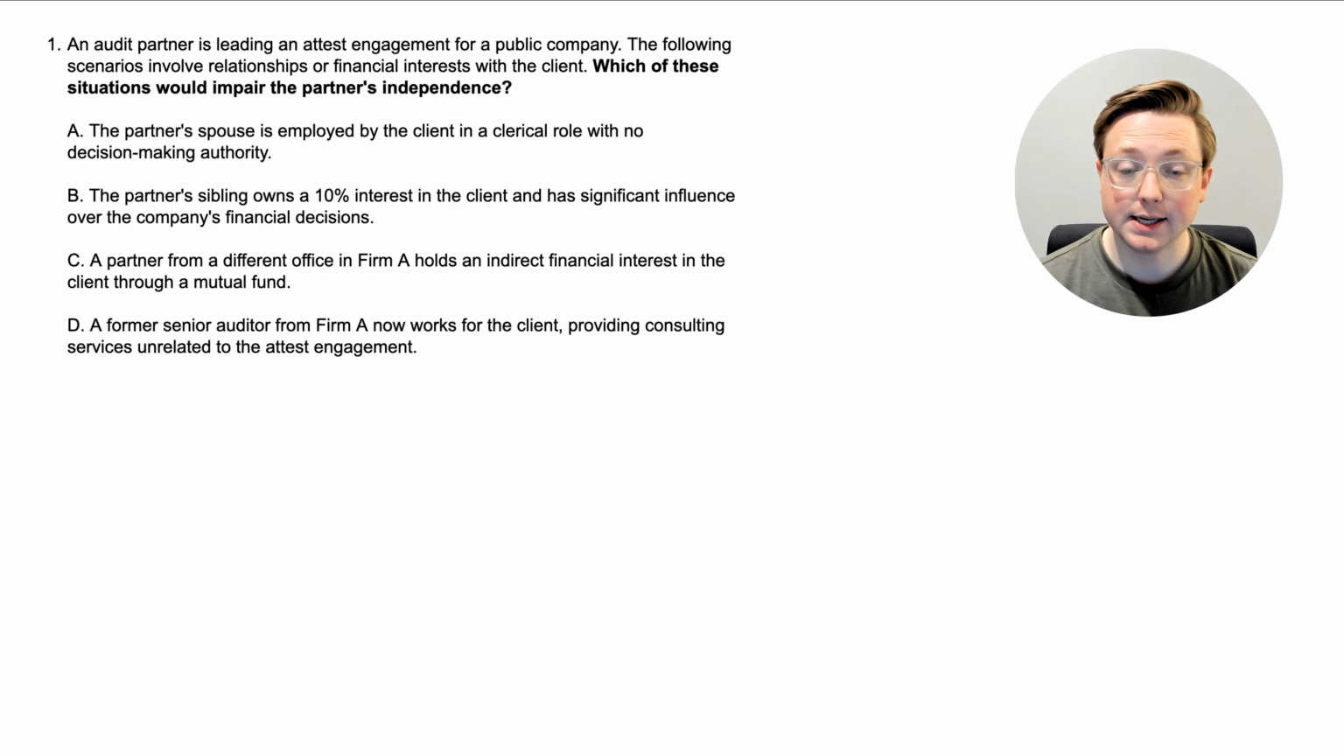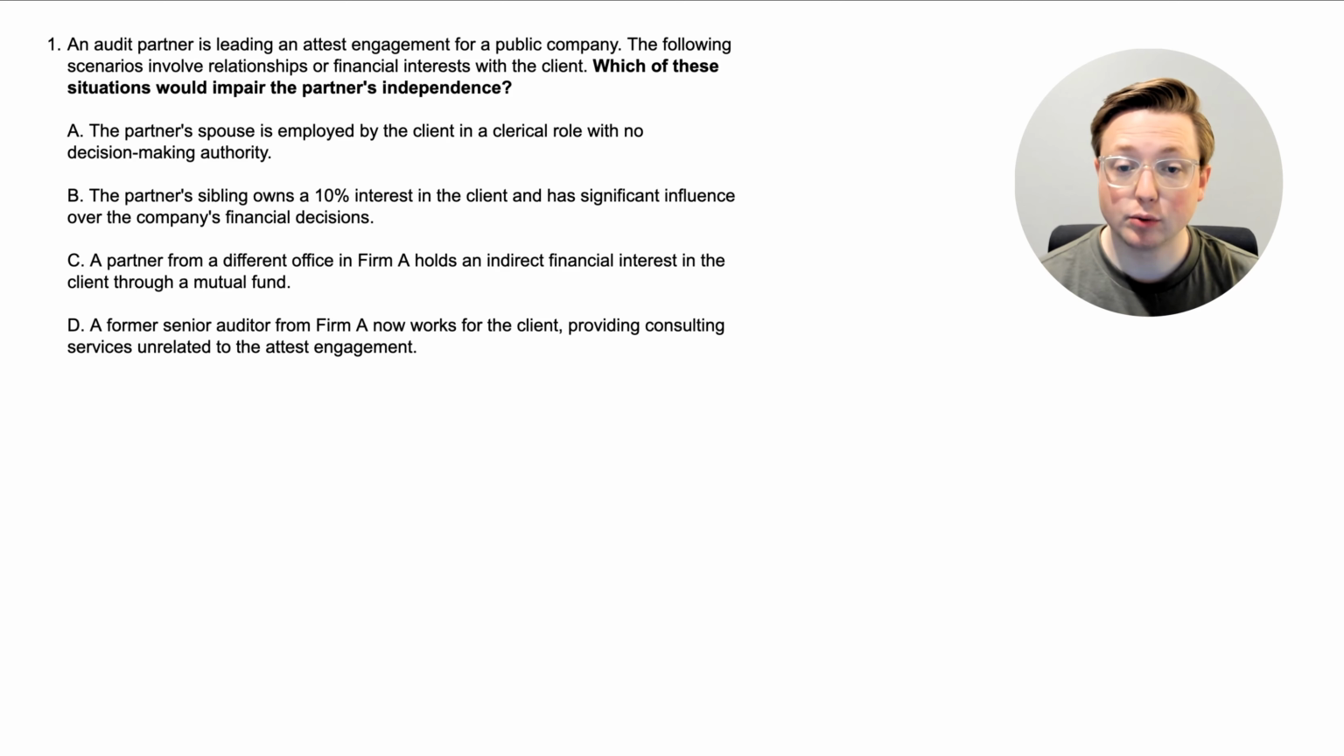An audit partner is leading an attest engagement for a public company. The following scenarios involve relationships or financial interests with the client. So which of the financial interests or relationships is going to impair the independence of the partner? Now, if you have any idea how independence works, you might have an idea which one is the correct one as we read through this. If not, we're going to read through these options and then we're going to go to the explanation to learn more about independence and how it works. So let's read through the options.